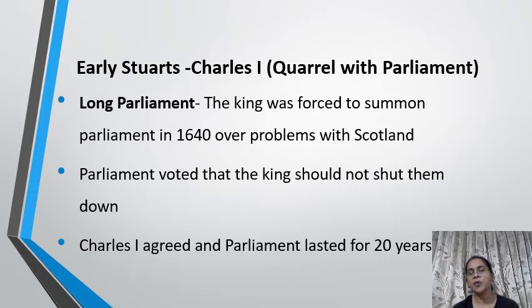Basically, the king was forced to summon this Parliament in 1640, once again over problems with Scotland. Now, this Parliament was very smart. They put forth certain conditions before the king. They took a vote that the king should not shut them down, come what may, and the king would not be able to question their decisions over anything. Since the king was hard pressed for any kind of support from the Parliament, he agreed, and this Parliament basically lasted for 20 years.